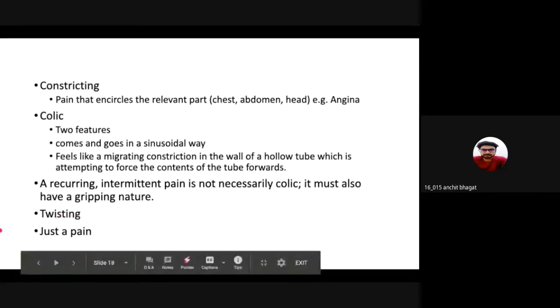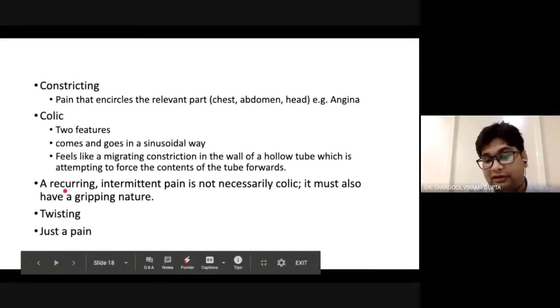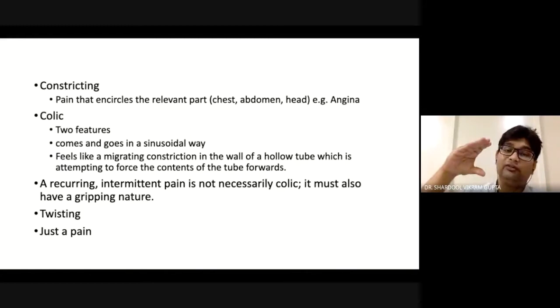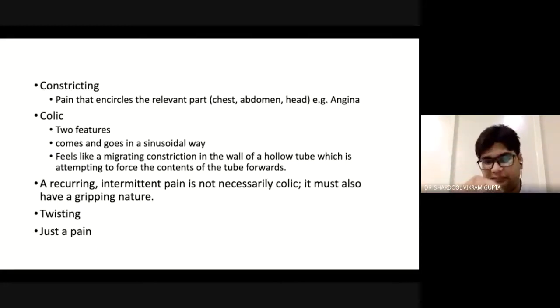The two features of colicky pain are, it comes and goes in a sinusoidal way. It will increase and then decrease, increase and decrease. And it feels like migratory constriction, and it has gripping in nature. So gripping in nature should be there. The colicky pain occurs because there is obstruction in the hollow viscus. So what hollow viscus tries to do is, it tries to remove the obstruction by contracting. So once there is a contraction, then pain will increase.